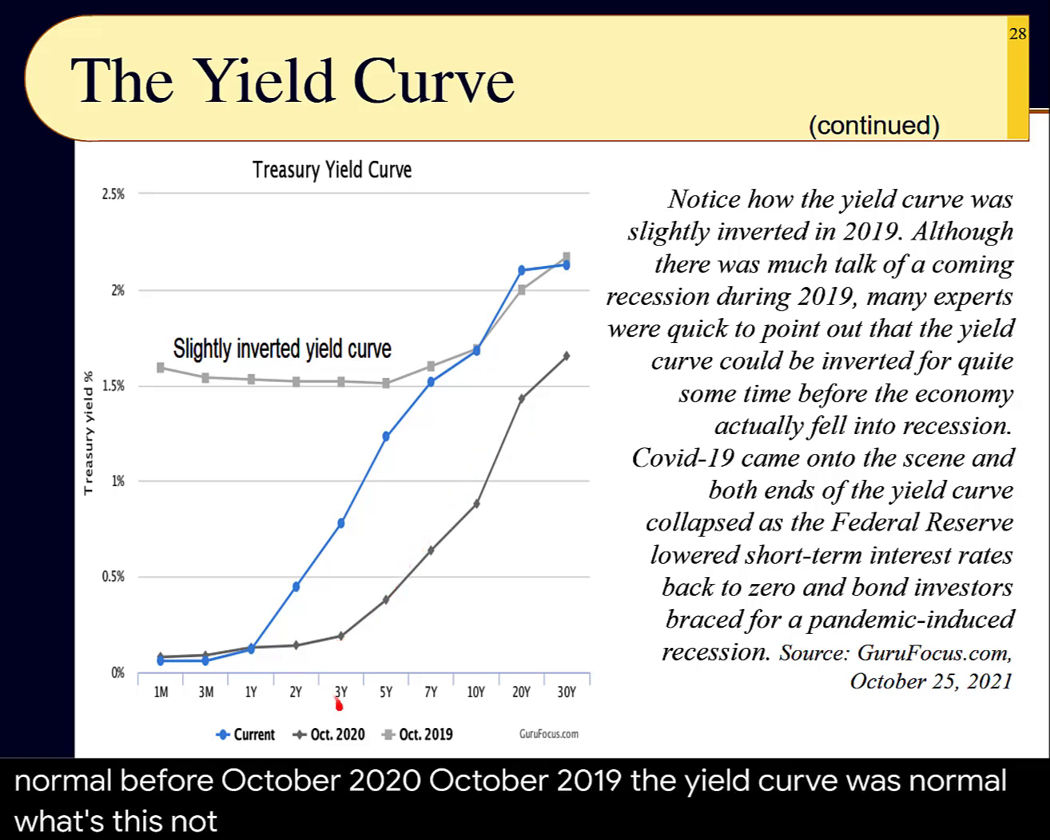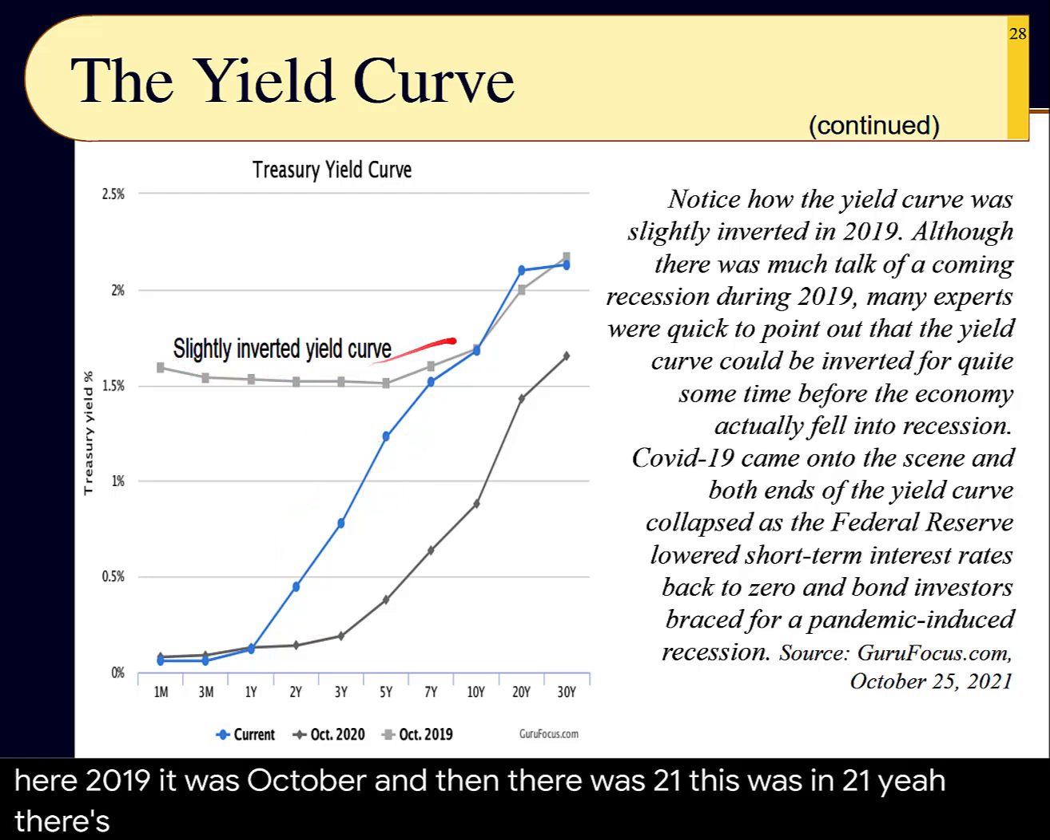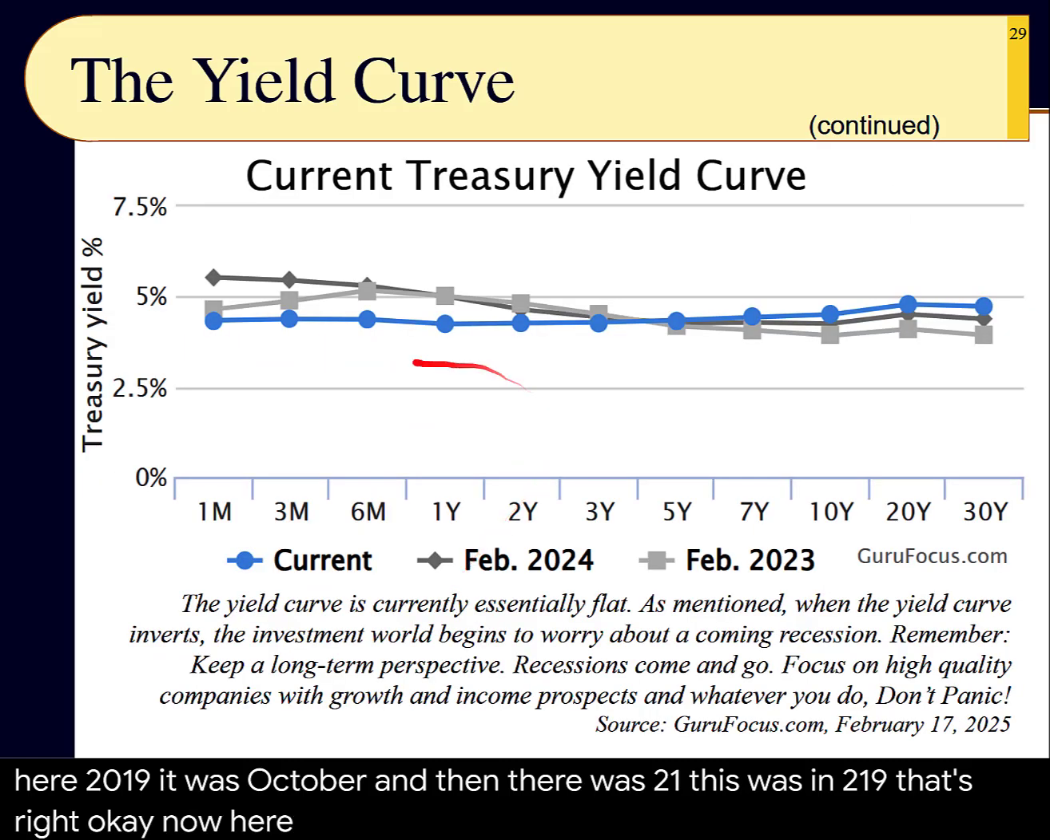What's this? Not right. That's not right. This was the yield curve in 2019. Yeah, here's 2019. Here's October 2020, and then there was 2021. This was in 2021. Yeah, that's 2019. Yeah, that's right. Okay. Now, here it is, the current yield curve.